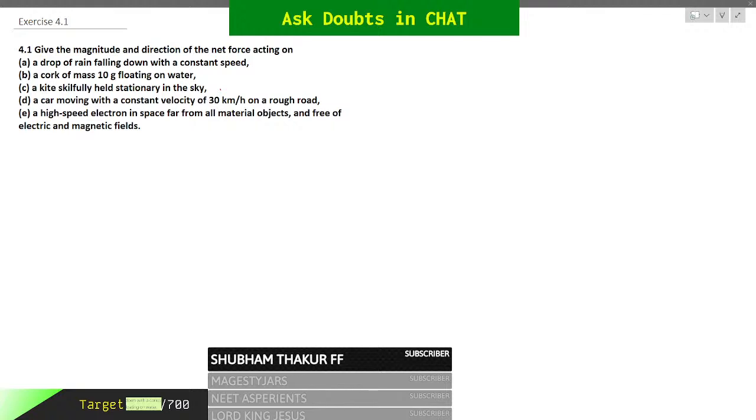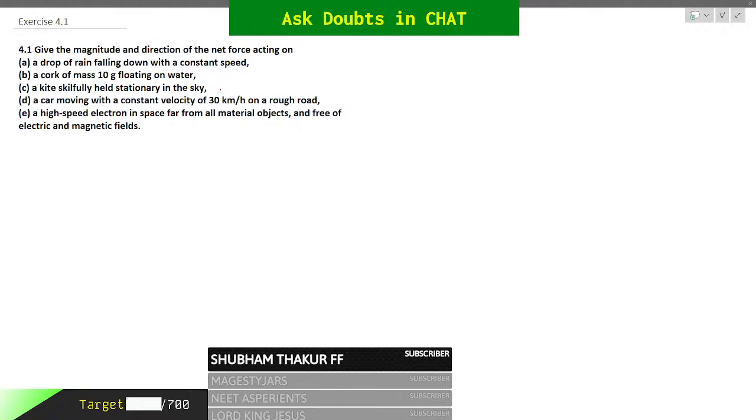Hello everyone, today we are discussing the laws in the chapter Laws of Motion from NCERT. I will be going through the exercises given in the chapter one by one. If you have any doubt, you can simply comment in the chat box and I will entertain your doubts.